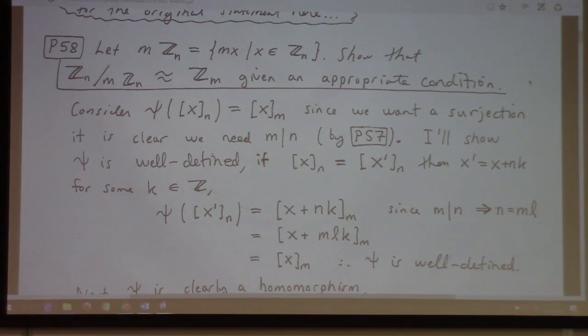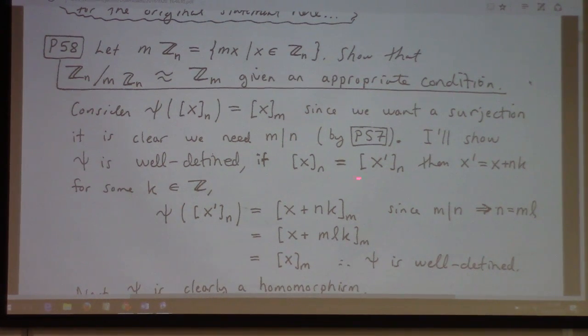So here we define psi to be the coset of x, just switching the moduli from n to m. And since I want a surjection, I'm going to need that m divides n. I know that from the fixed up version of the last problem. Okay, so I need the condition that m divides n. I'm not going to just assume that makes it work; I'll actually show that it makes it work. So assume m divides n. Let's show that psi is well defined.